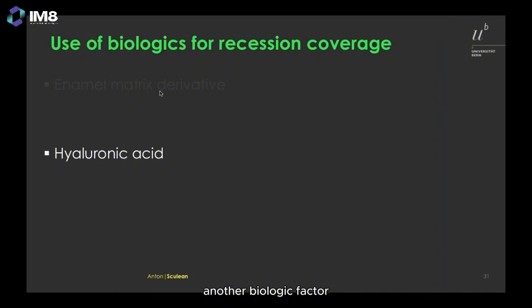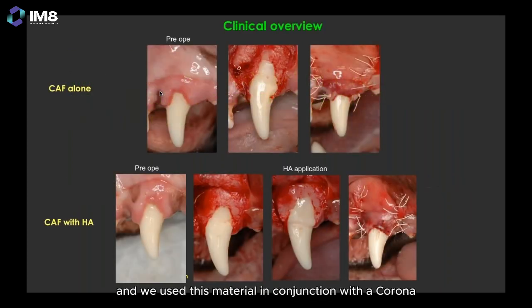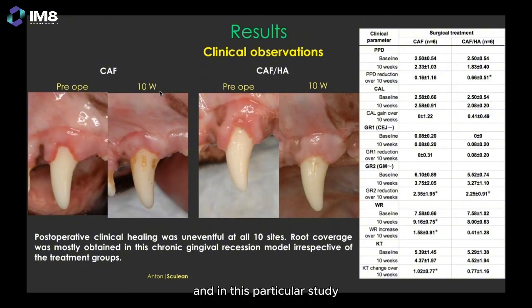Another biologic factor that we may use is the hyaluronic acid. And these are, dear colleagues, some new data, unpublished yet. And we used this material in conjunction with a coronally advanced flap. And the hypothesis was to see whether with this material we can improve periodontal wound healing and regeneration. And in this particular study, we used a coronally advanced flap with or without the application of hyaluronic acid.